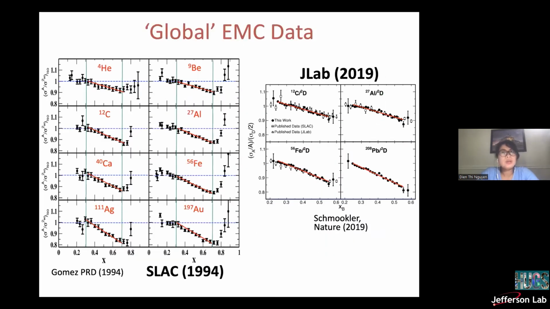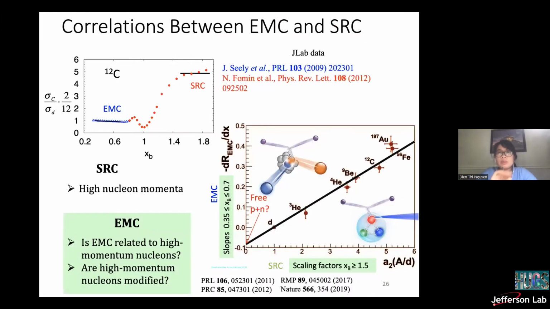It seems to be a universal behavior of the EMC effect across all the nuclei. And when we think about the SRC effect, it also behaves very universally between different nuclei. So it kind of clicks in our head: is it universal? Do they have something to do with each other? Is there any way we can connect them together? That is why we start putting the EMC and SRC on the same picture together.